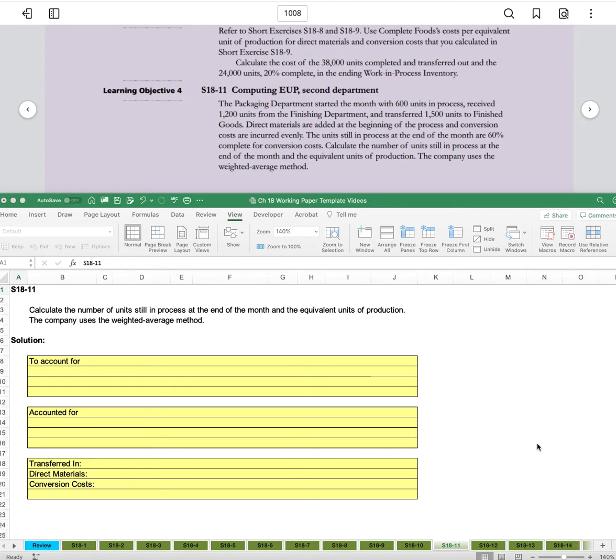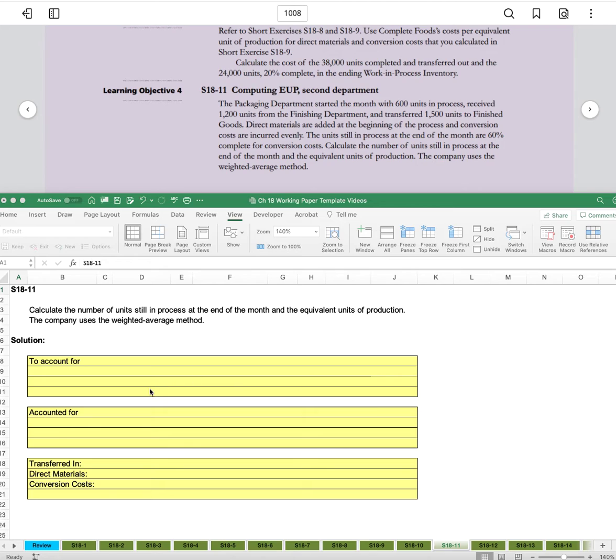Units of production for a second department. The packaging department started the month with 600 units in process, received 1,200 units from the finishing department, and transferred 1,500 units to the finished goods. Direct materials are added at the beginning of the process, and conversion costs are incurred evenly. The units still in process at the end of the month are 60% complete for conversion costs. Calculate the number of units still in process at the end of the month and the equivalent units of production. The company uses the weighted average method.